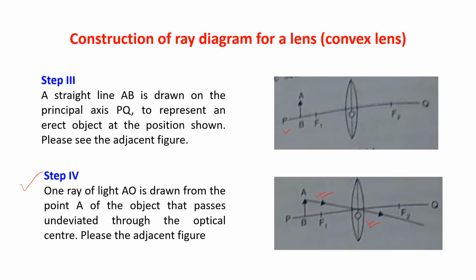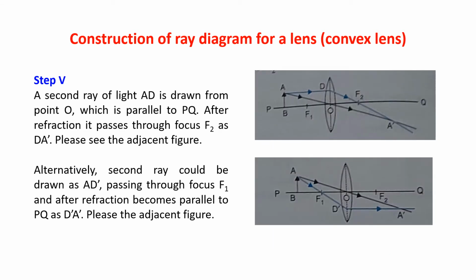Let us consider one ray that is incident on the optical center and passes undeviated. This is your step number 4. Now, as I told you, for the image formation we need at least 2 rays. So, next step, that is step number 5, a second ray of light AD.